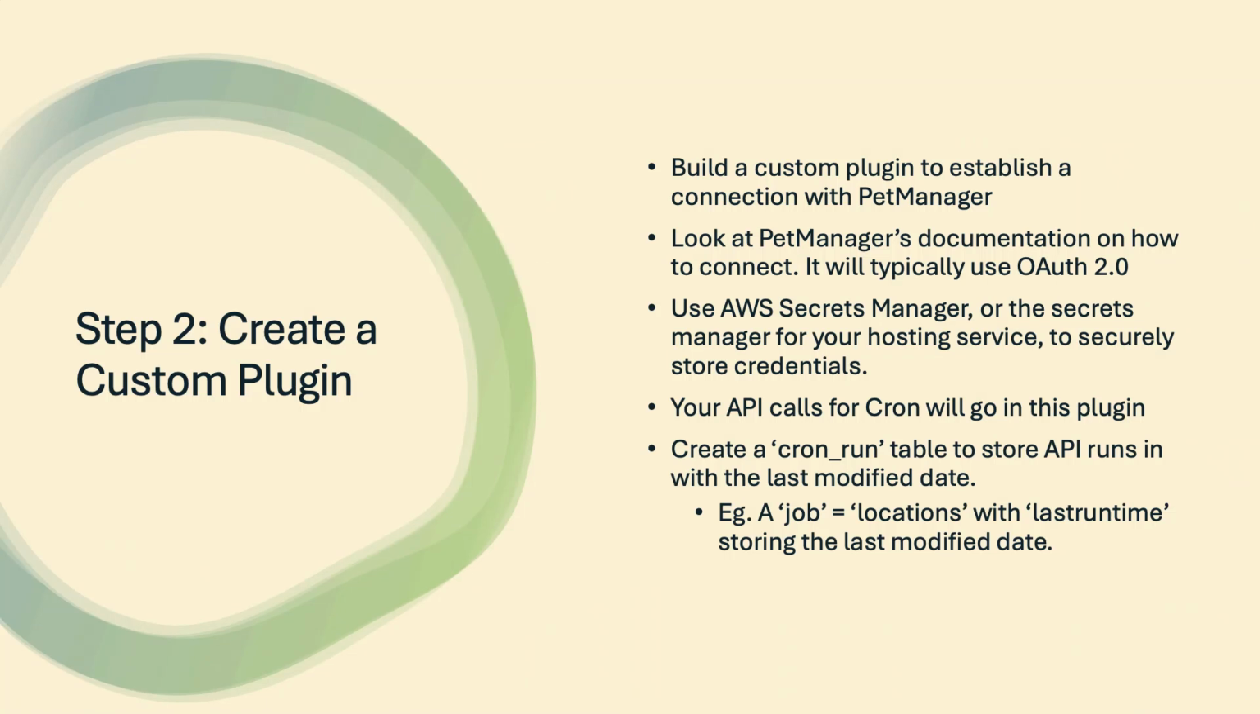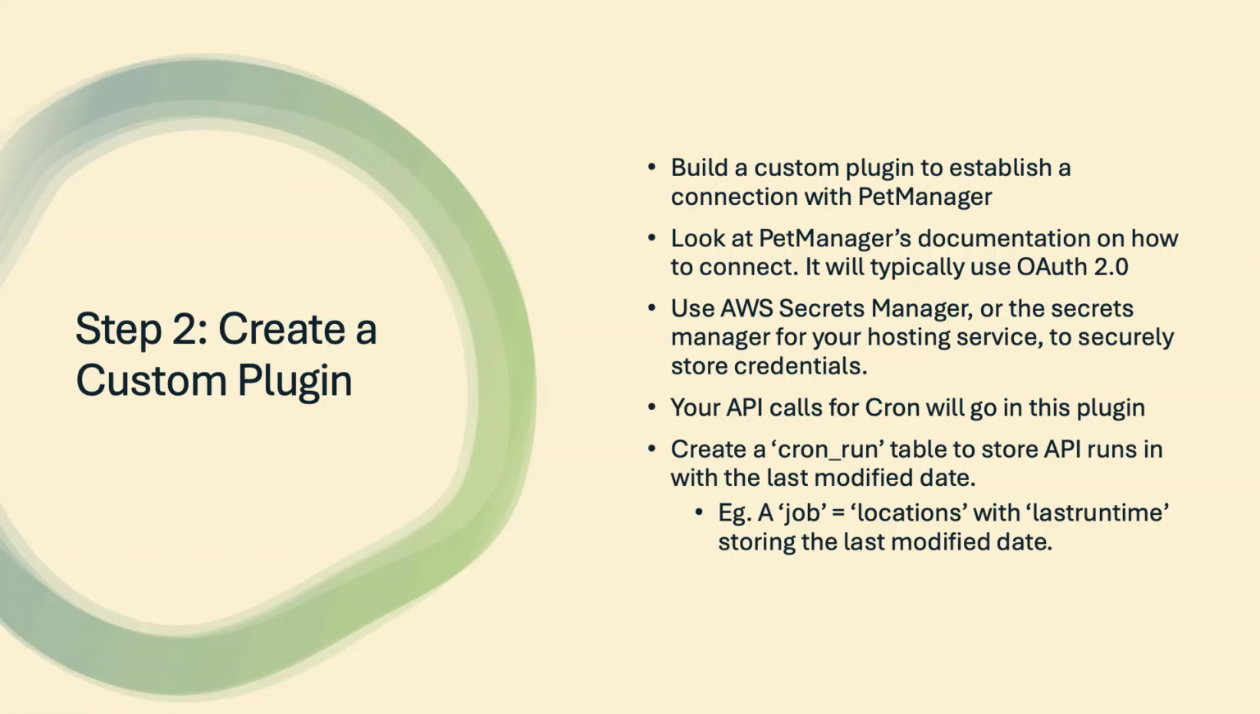So now we dive into the custom stuff you'd have to do to fill in the gap of the other areas that aren't already handled. You'd create a custom plugin to establish a connection with Pet Manager. We'd start by looking at Pet Manager's documentation on how to connect, and we find out that it uses an OAuth 2 connection. It tells us the details of how to connect, and then we use AWS Secrets Manager, or Secrets Manager on your hosting service, to securely store the credentials, and then we build out the OAuth 2 connection, and your API calls for cron will go into this plugin as well.